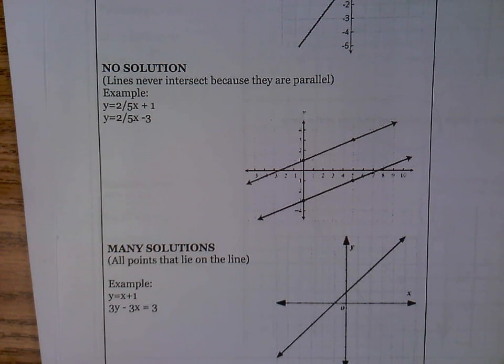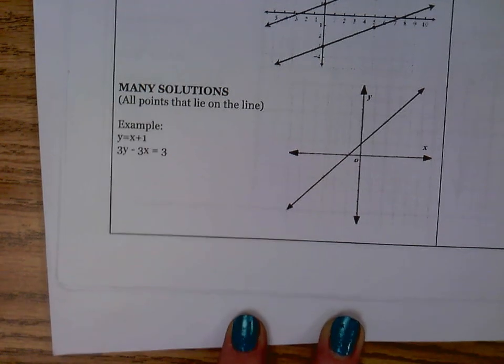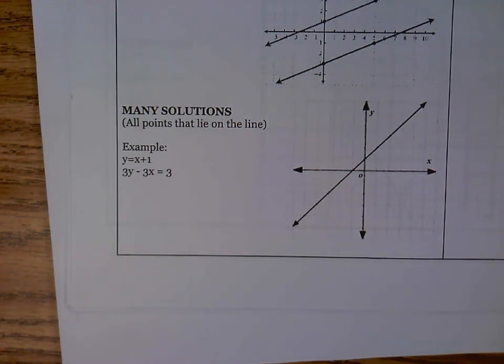What does parallel mean? They're never going to intersect. So there's no solution because they never will touch each other. So I can never find a point on this line that will be on that line at the same time. So this is no solution. So when you find that your graph comes out parallel, you have to actually write no solution. And then the last thing that might happen is you might end up with only one line on top of itself.